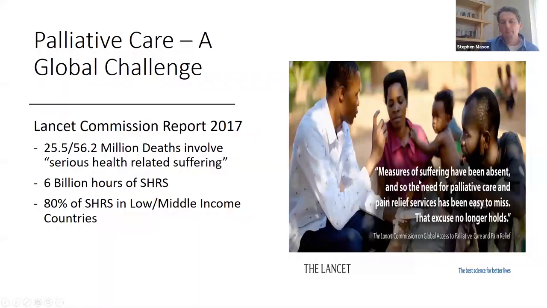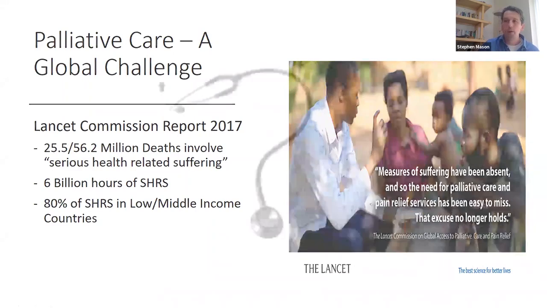So we know that palliative care is a global challenge. Reports like the Lancet Commission report in 2017 highlight the challenges that there are at caring for people at the end of life. And within the Lancet Commission report, identifying that almost half of the deaths that occurred in the year of their survey involved serious health-related suffering, which I think they equate to about 6 billion hours of serious health-related suffering. Equally, the WHO estimate that 40 million people each year require palliative care, and only about 14% of those people get it. And I guess that gives us the question, why?